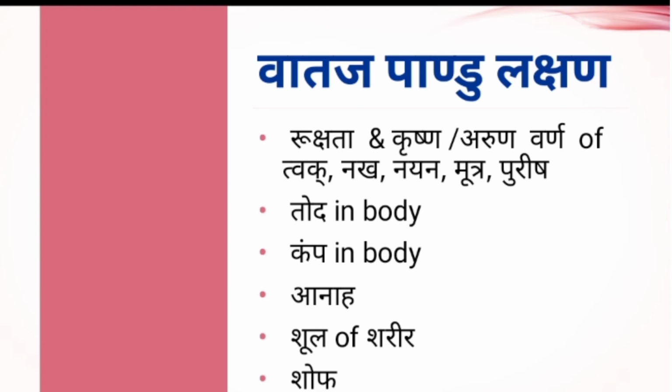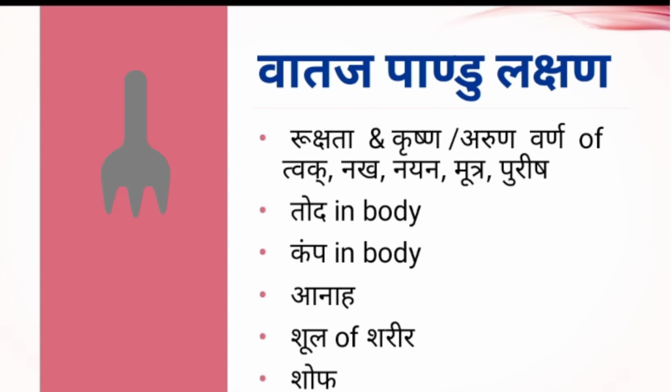What are the different symptoms Vaataja Pandu is going to represent? First one, Rukshata and Krishna Aruna Varna of Tvak, Nakha, Nayana, Mutra, Purusha. This is a very important lakshana. When the person has Pandu Roga and it is Vaataja predominant, there will be Vata lakshanas. Rukshata, there will be dryness. Krishna or Aruna Varna, a reddish or blackish discoloration of the Tvak, the skin, Nakha, the nails, we can say capillary refilling, Nayana, the scleral region, and Mutra and Purusha, that is urine and stool, are going to discolor in a blackish or reddish color.